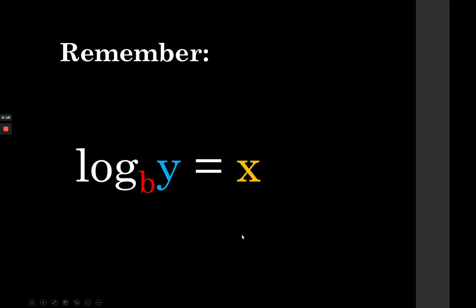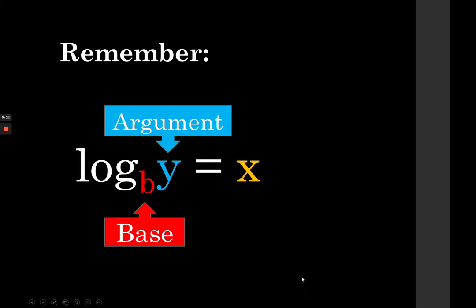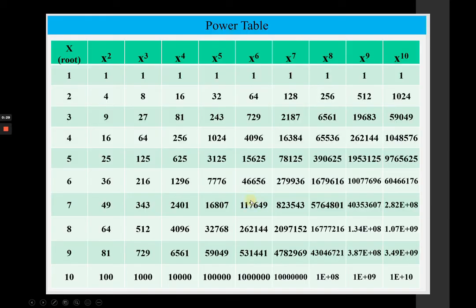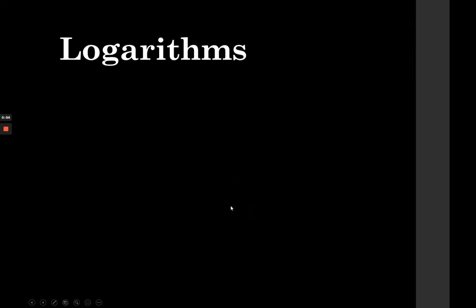In an expression logarithm base b of y is equal to x, b is called the base, y is called the argument, and x is actually the exponent. Always remember also you can use your power table, which helps you find powers of a number given a special number, which are your problems involved in exponential equations and logarithmic equations. Without a calculator, you are able to figure out powers of a number with the help of a power table. Now let's have the definitions.